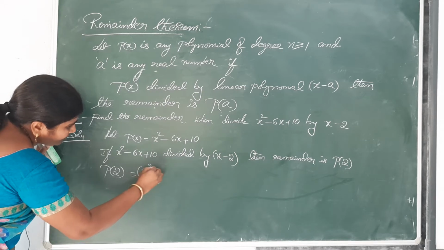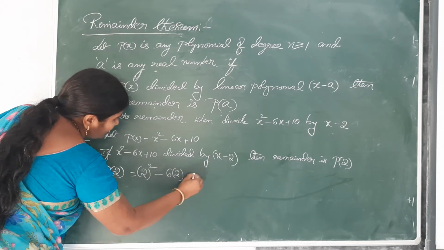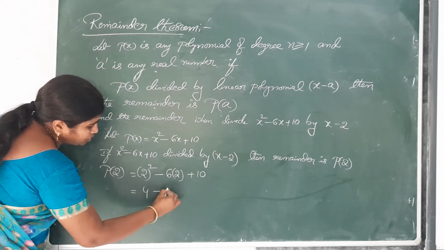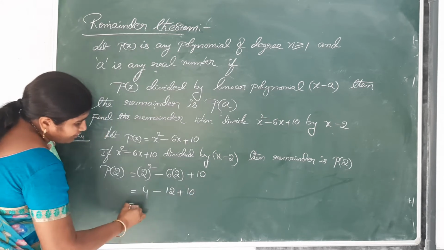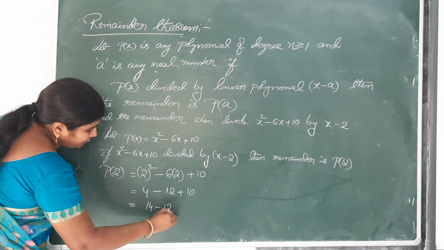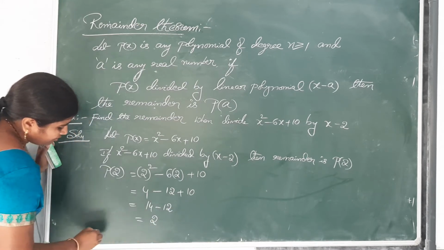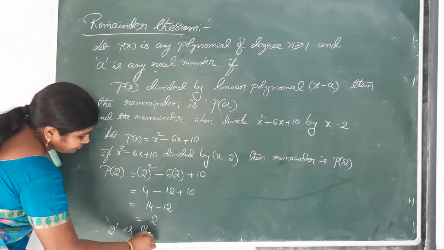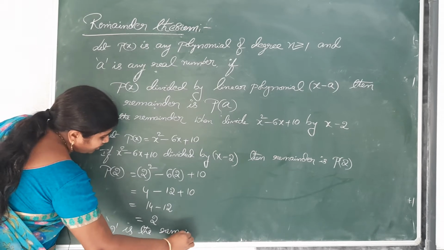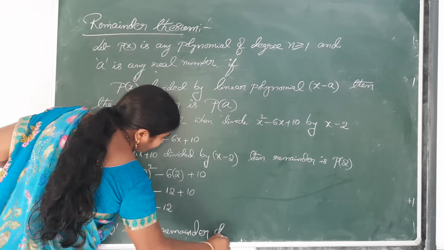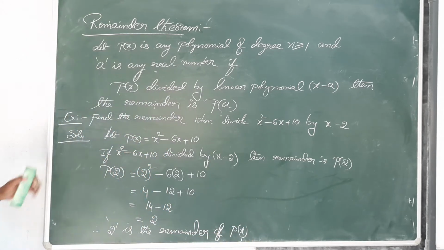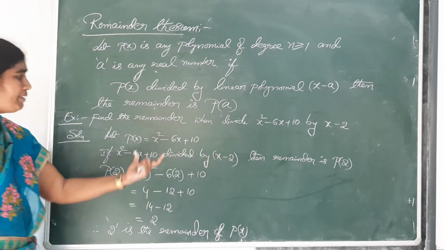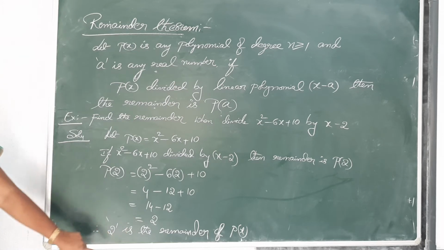2 square minus 6 into 2 plus 10. 2 square is 4, minus 6 into 2 is 12, plus 10. 10 plus 4 is 14, minus 12 equals 2. Therefore p of 2 value is 2, so 2 is the remainder of p of x. We can do either the division method or the remainder theorem method. We will get the same answer.